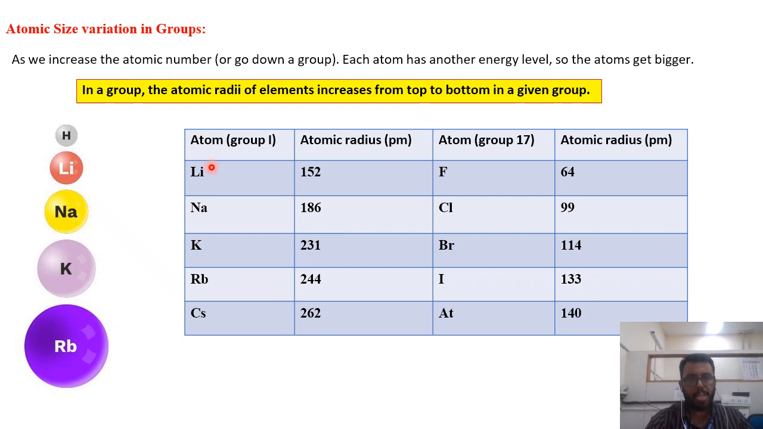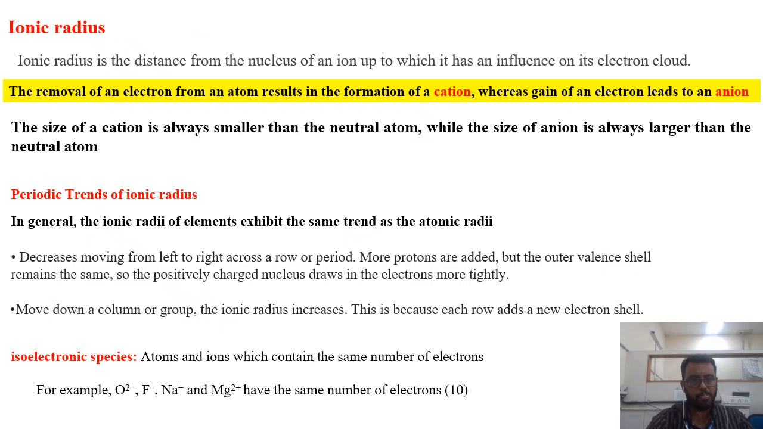Now, atomic size variation in a group. When you move along the group, lithium to cesium, the atomic radius will be increasing, 152 to 262, and chlorine, bromine, iodine, astatine also the same thing. Atomic radius increases along the group. The simple example you can see is like pots arranged one above the other: you have the larger one at the bottom, and when you go on top it will be smaller. The same thing follows here. When you move from top to bottom, the radii will be increasing, like lithium, sodium, potassium, rubidium, the alkali metals. The radii increase along the group.